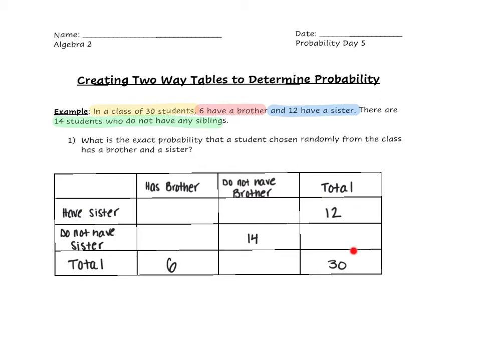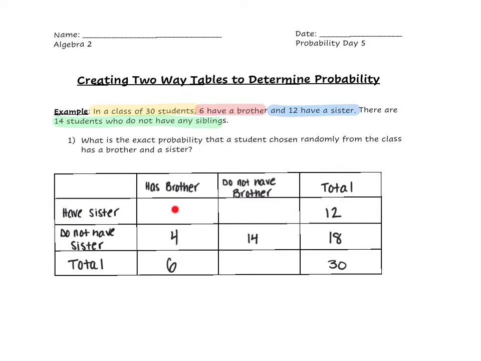Now we should have enough information to backtrack and fill in our two-way table. I'm going to start here. If there are 12 people that have a sister, how many people don't have a sister so that it adds up to 30? Well, all you have to do is 30 minus 12, and that gives us 18. And now that helps me fill in this number. If I have 14 people that don't have a brother, and I need this number plus this number to add up to 18, 18 minus 14 must give me 4.